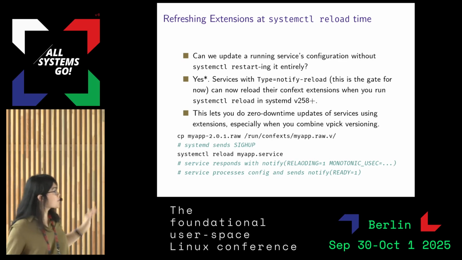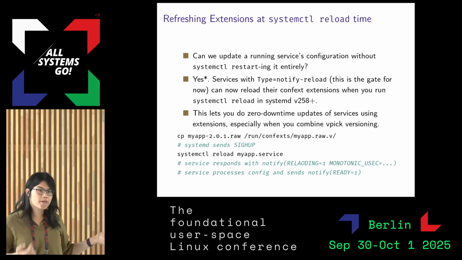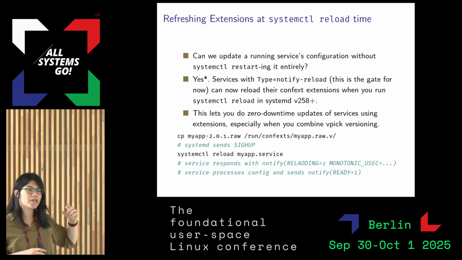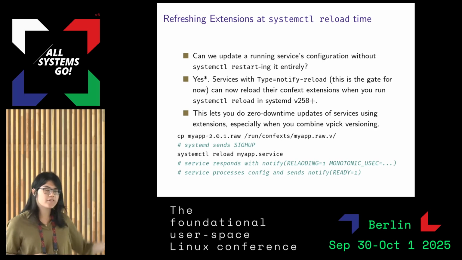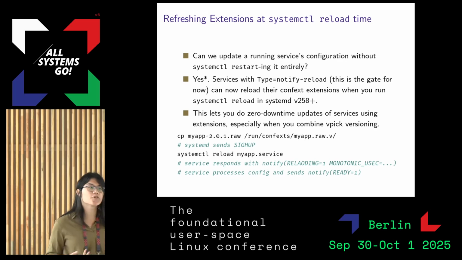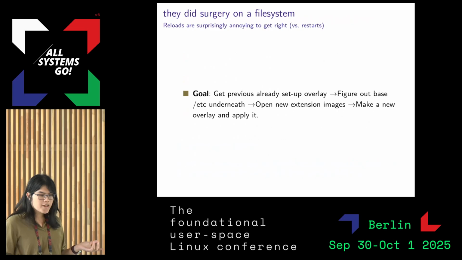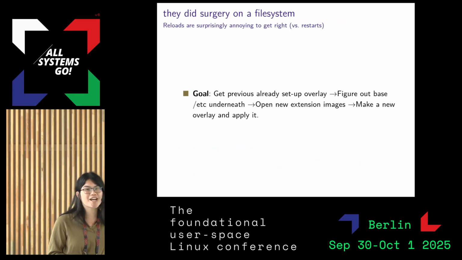But with notify-reload services, when you reload the service, it will look at the extension images that you have specified, and it will potentially vpick a newer version and then rip out the confext in the background and apply new versions for them. And this is really nice, because it means that if you implement reload correctly in your own program, you don't get any downtime anymore. This turns out to be really annoying to implement, so I wanted to spend some time to discuss this in detail.